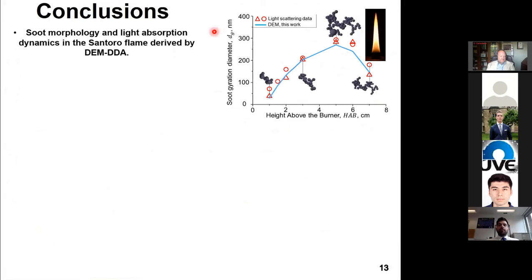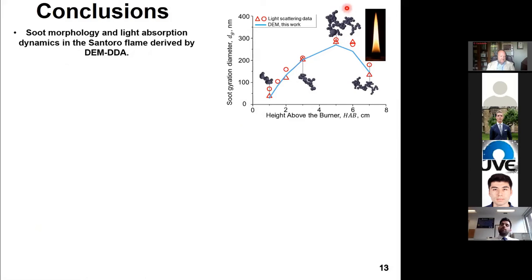So we simulated the dynamics of soot morphology and light absorption in the Santoro diffusion flame by interfacing discrete element modeling with discrete dipole approximation. Firstly, we validated the soot morphology obtained by discrete element modeling with light scattering measurements. In particular, as you can see again over here, the evolution of the soot gyration diameter obtained by discrete element modeling as a function of the height above the burner was in excellent agreement with the gyration diameters obtained by two different light scattering datasets.